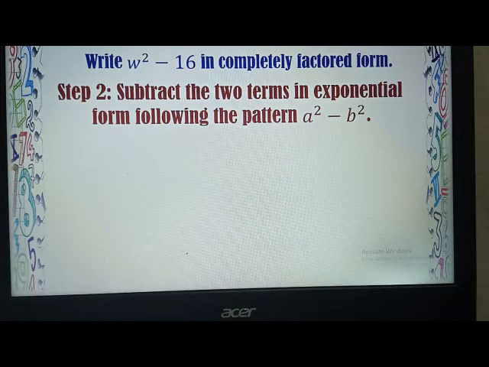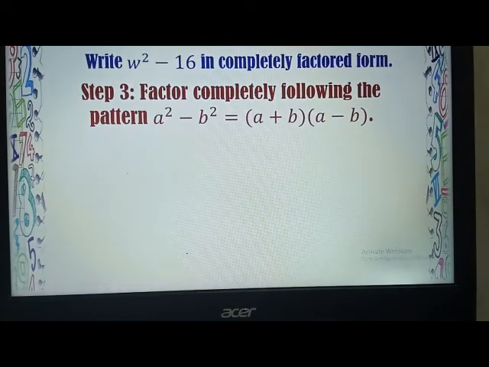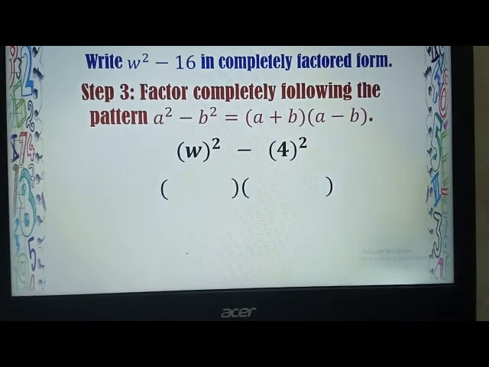So that's the square of w minus the square of 4. So step 3, factor completely. The square of w minus the square of 4. So the two binomial factors are w plus 4 and w minus 4.